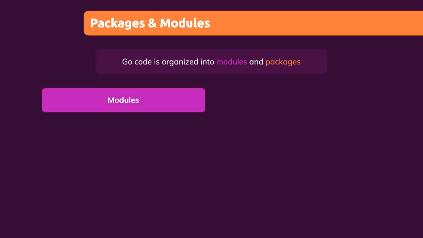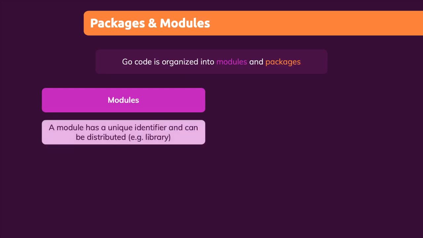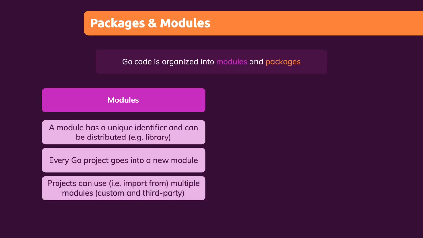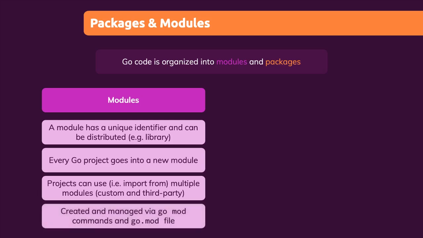Now, modules are bigger than packages. If you create a new Go project, you typically make that project a module. A module has a unique identifier, and you can distribute it as a third-party library to share it with others potentially if you want to. And as I just said, every Go project goes into a new module typically. Now, you can use multiple modules in your module by importing them, and you do create and manage modules with the go mod commands and the go.mod file, which we'll see in action in a second.